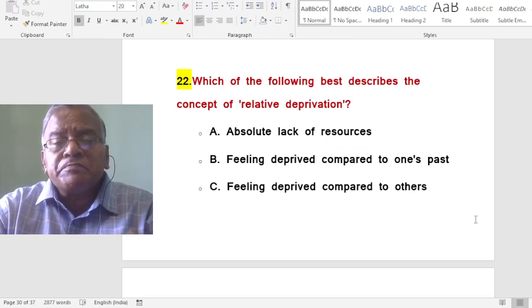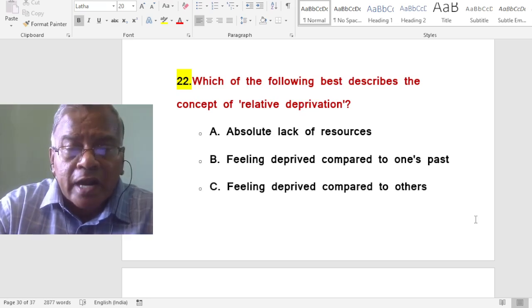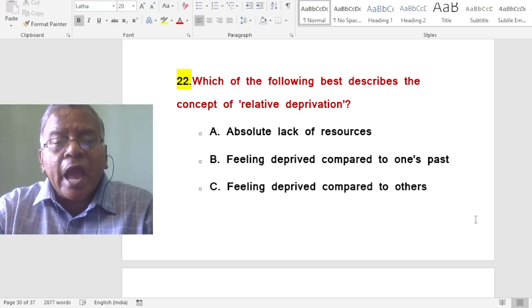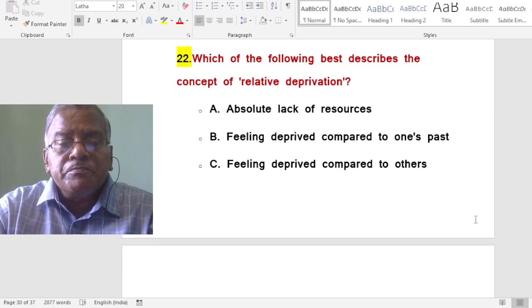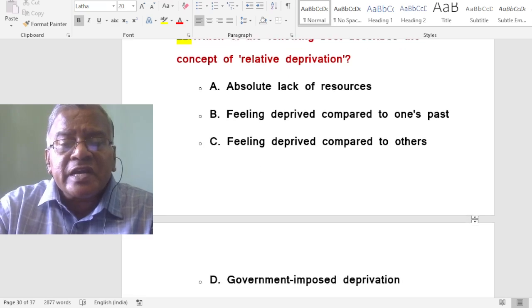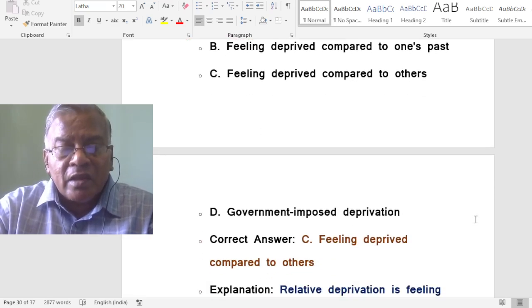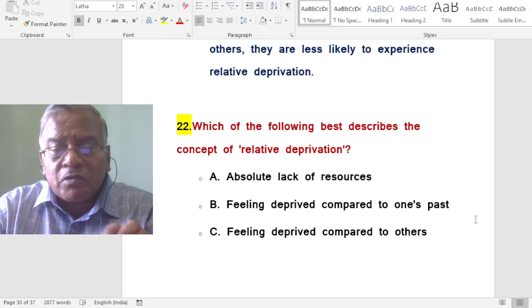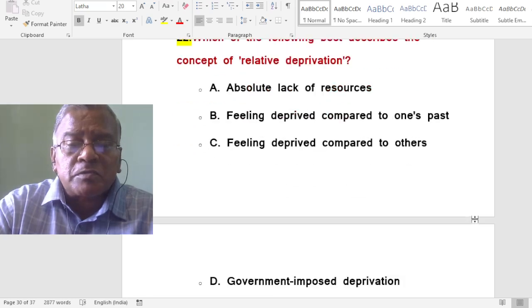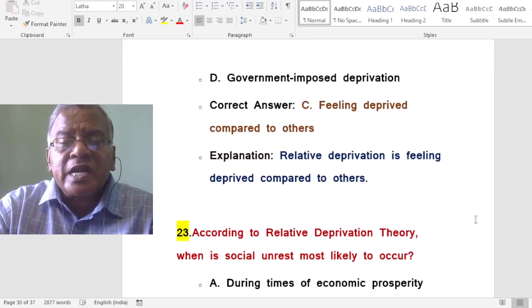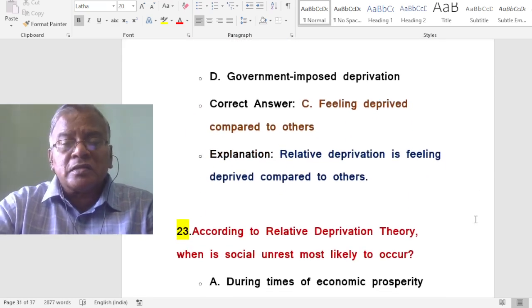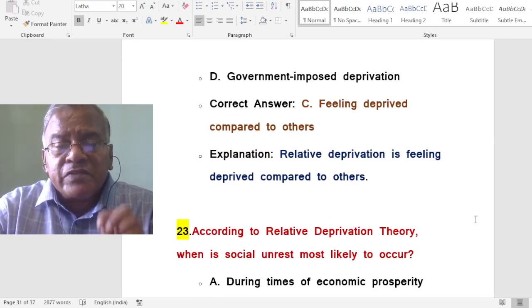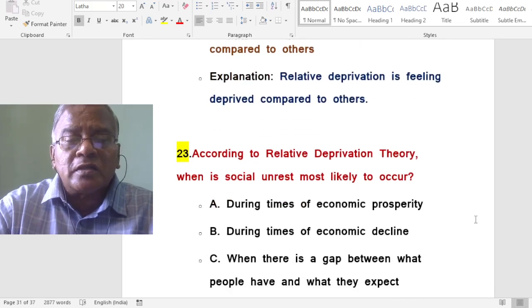Which of the following best describes the concept of relative deprivation? A. Absolute lack of resources. B. Feeling deprived compared to one's past. C. Feeling deprived compared to others. D. Government imposed deprivation. So what is the question? Which of the following best describes the concept of relative deprivation? Feeling deprived compared to others. Relative deprivation is feeling deprived compared to others.